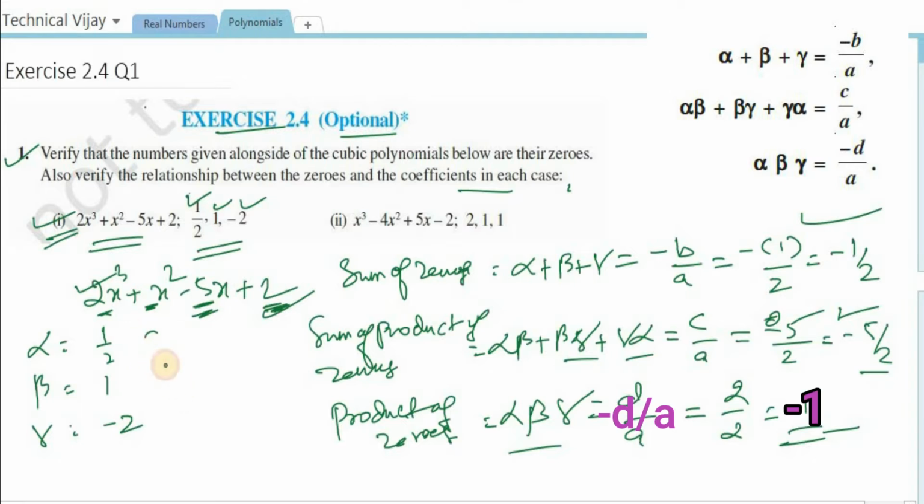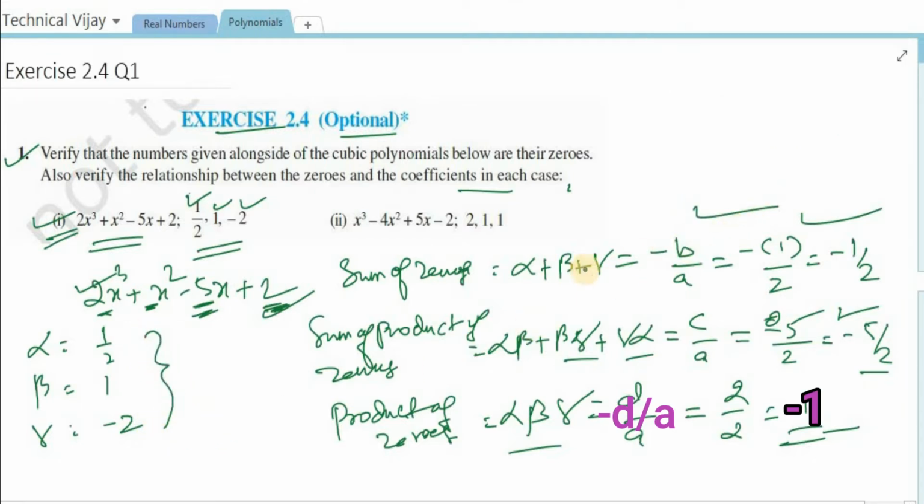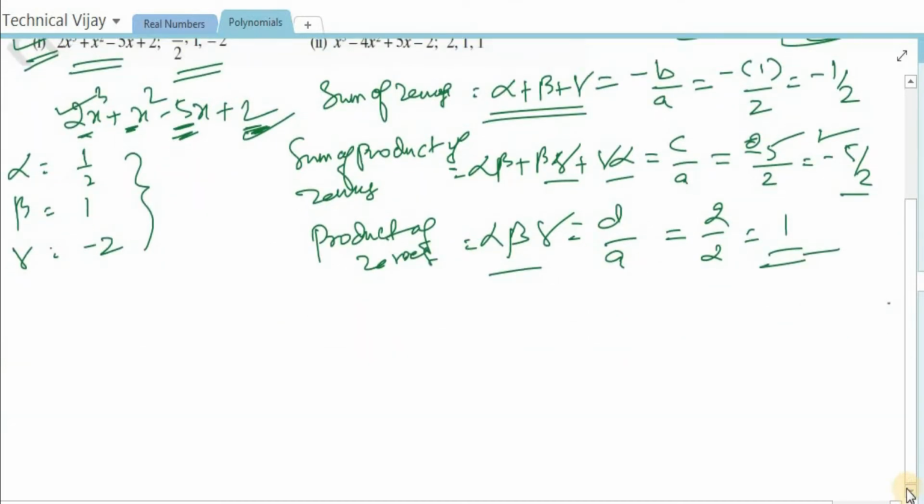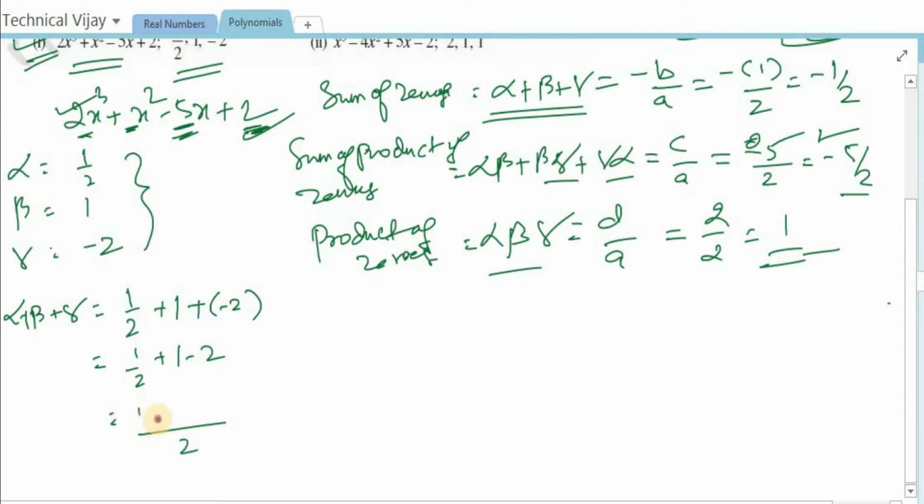Now we have to find out whether these alpha, beta, gamma values satisfy these equations. See, for alpha plus beta plus gamma, we have to substitute these values and verify whether we get minus 1 by 2 or not. That is the question. So here alpha plus beta plus gamma is equal to 1 by 2 plus 1 plus of minus 2, which is 1 by 2 plus 1 minus 2. We take LCM 2: 1 plus 2 minus 4. So minus 1 by 2. So this is alpha plus beta plus gamma, and this is also equal to this one.